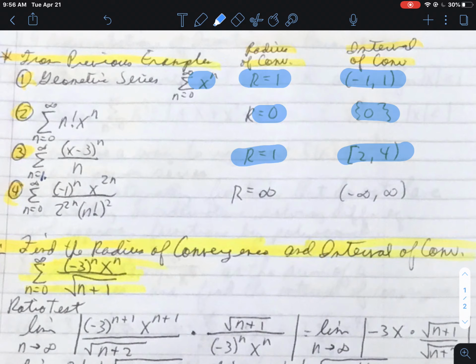Now that one was the case where we had to check the endpoints because that was the result of a ratio test. And we had to plug in 2 and 4 to check the specific series. And the last one was that Bessel function, where we found the series was convergent over the entire set of real numbers. So that would be our interval of convergence, and our radius of convergence would be infinite. So infinity.